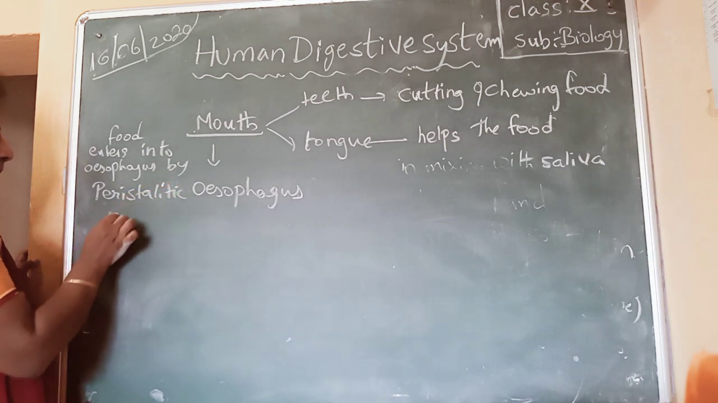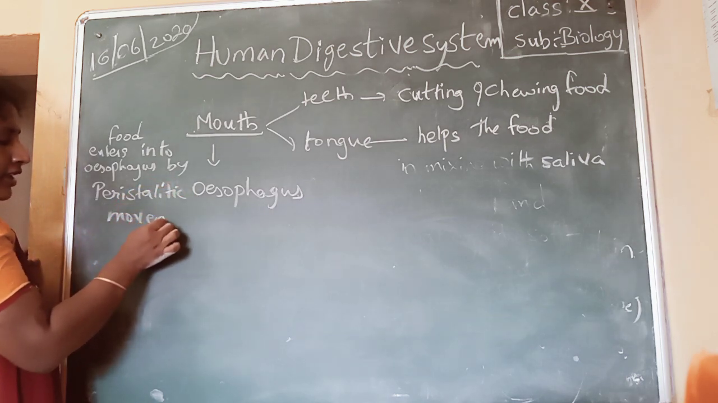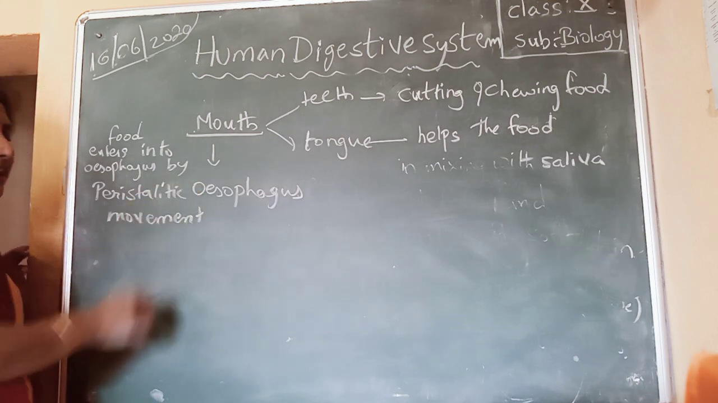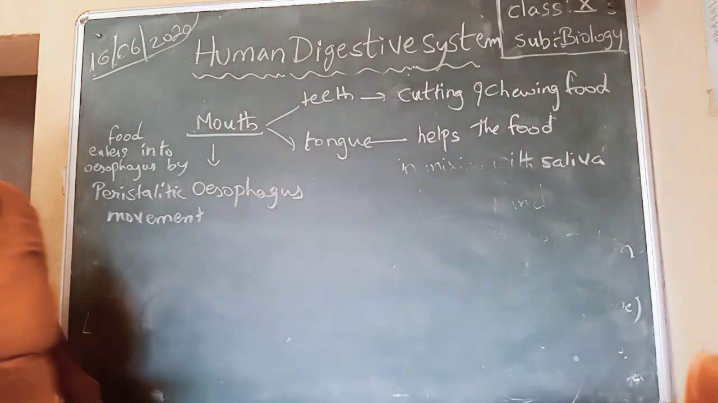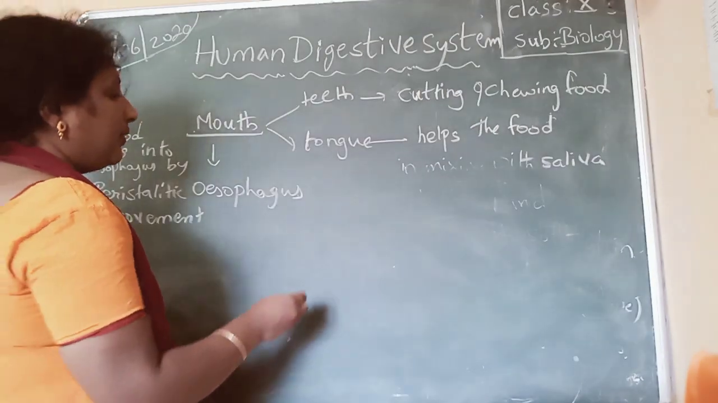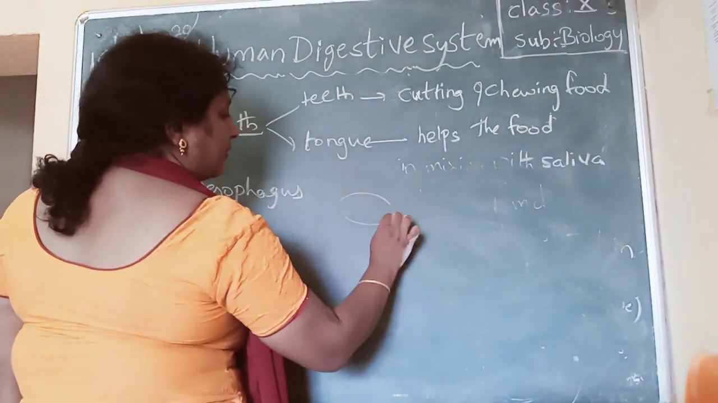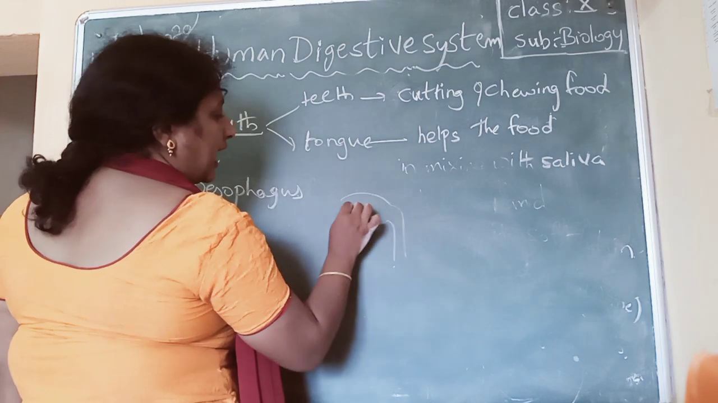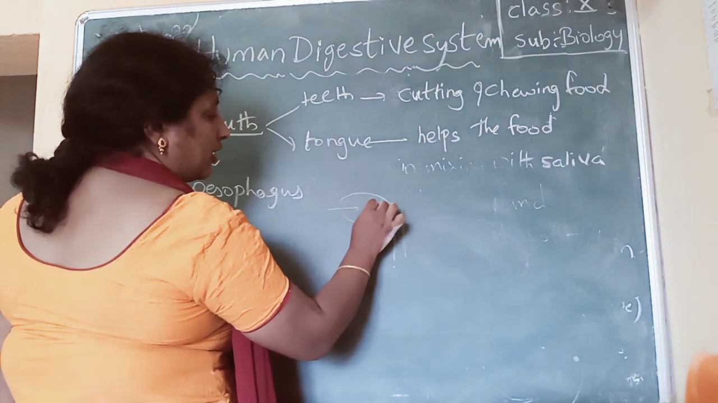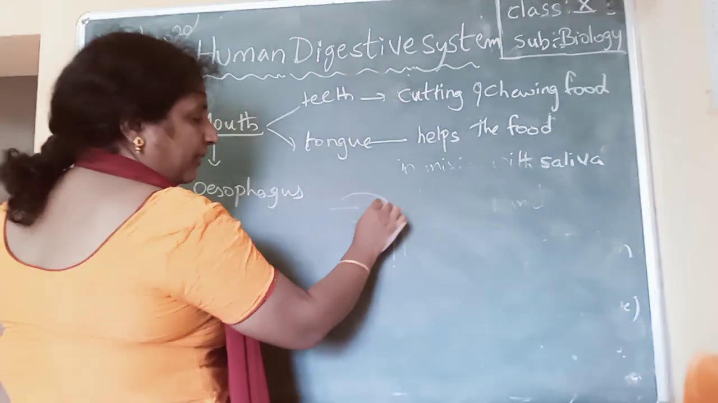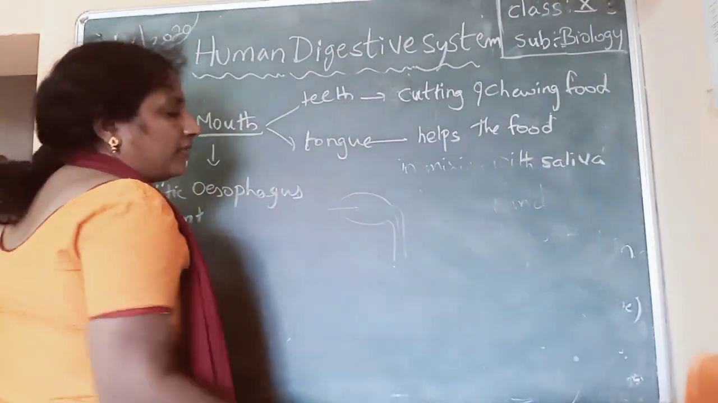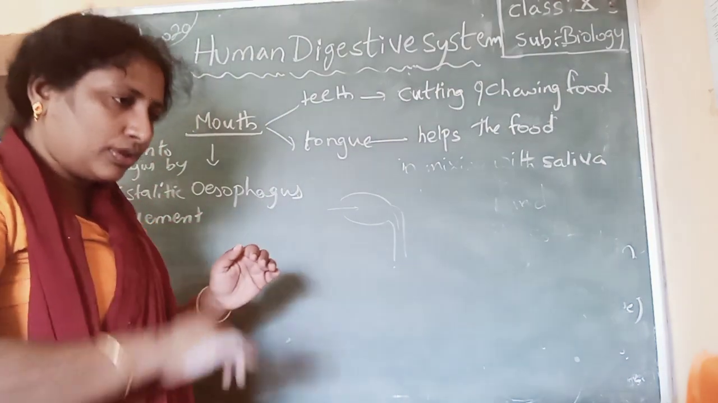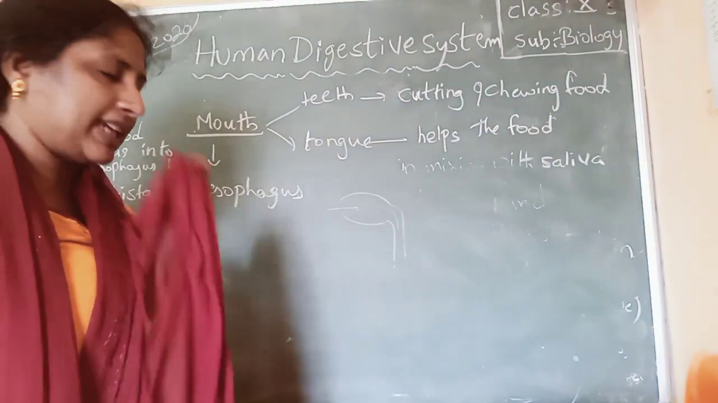Okay, by peristaltic movement. It is a wave-like movement. Peristaltic movement is nothing but a wave-like movement. So, see, this is our mouth. The food has entered through the mouth. Now it is passing through. From the mouth it has to pass through the esophagus. So, in the esophagus, the food goes into the stomach by peristaltic movement.